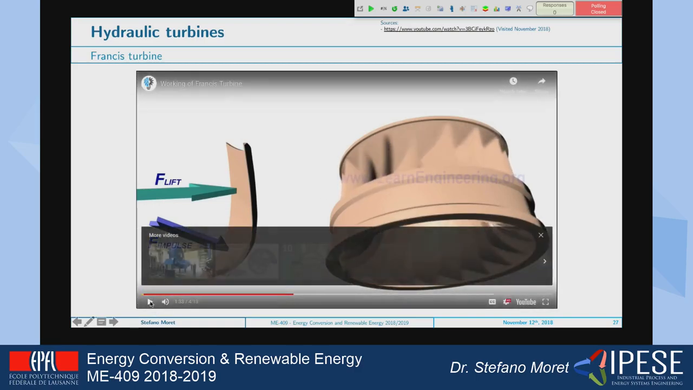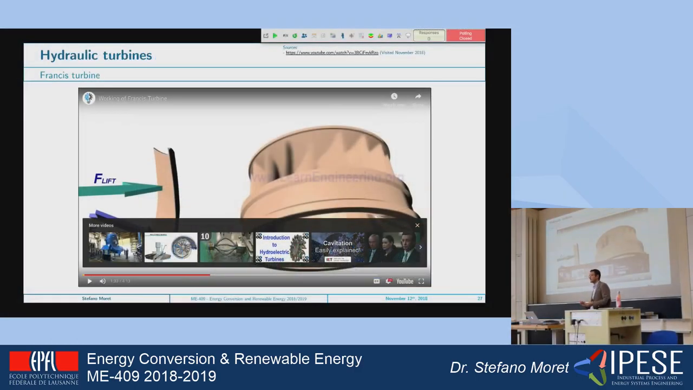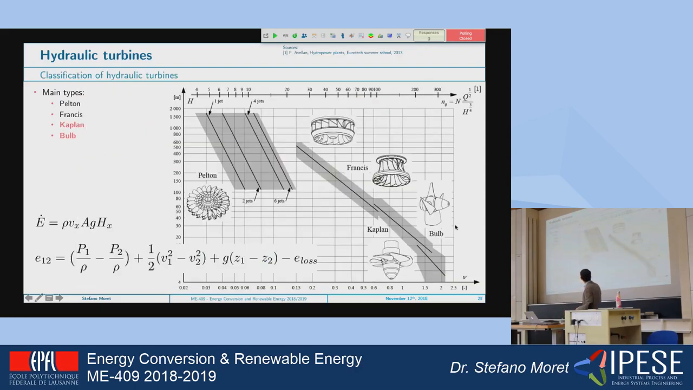Okay, so what I wanted to show you is that this is why Francis turbines are so used in practice, because as you can see here, they cover a large range of operation due to the fact that they do not only use pressure, they do not only use velocity, they use a bit of both, which allows them to be used in most applications. So there is a bit of the Bernoulli effect of lift, the same as we use in wind turbines. There is a bit of the impulse that we use in Pelton turbines, given by the difference in speed.